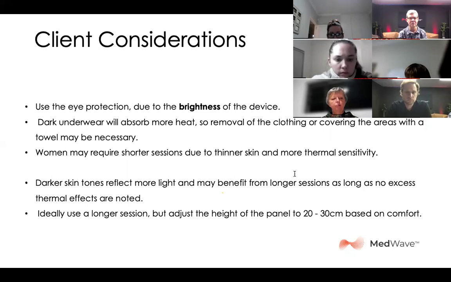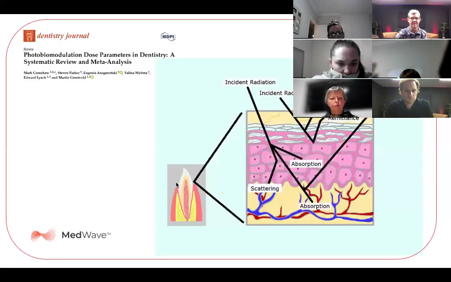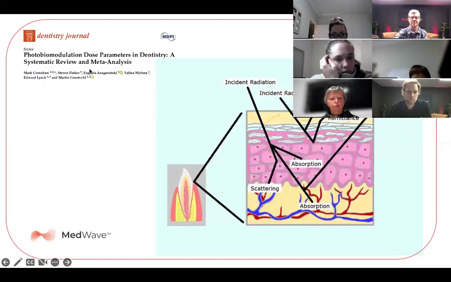And then individuals with a darker skin tone, they reflect more light. And so they might need a longer session, but they get hotter because their skin is darker. So you might have to lift the panel slightly and increase the session. And I'll show you just a slide that reminds us that when we do shine light on the skin, a bunch of it reflects off, a bunch of it reflects all over the show. It's bouncing around like crazy.